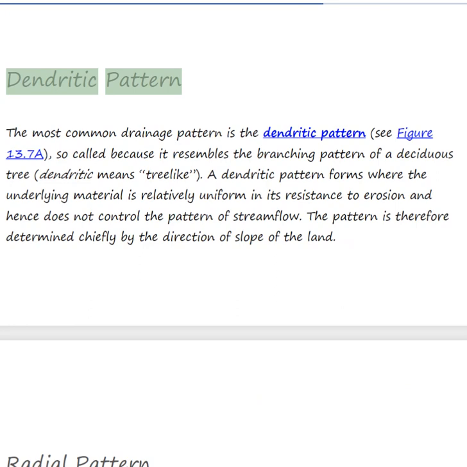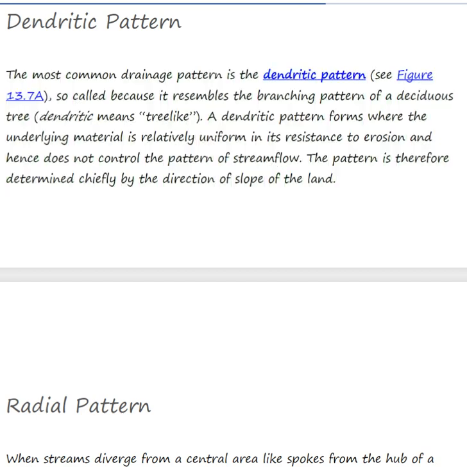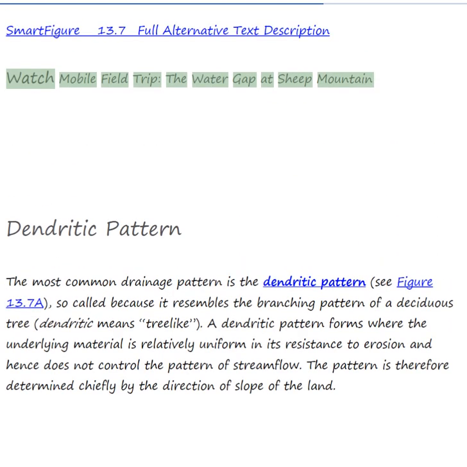Dendritic pattern. The most common drainage pattern is the dendritic pattern, so called because it resembles the branching pattern of a deciduous tree. A dendritic pattern forms where the underlying material is relatively uniform in its resistance to erosion, and hence does not control the pattern of stream flow. The pattern is therefore determined chiefly by the direction of slope of the land. Watch mobile field trip, the water gap at Sheep Mountain.